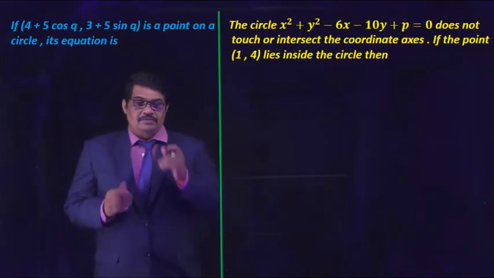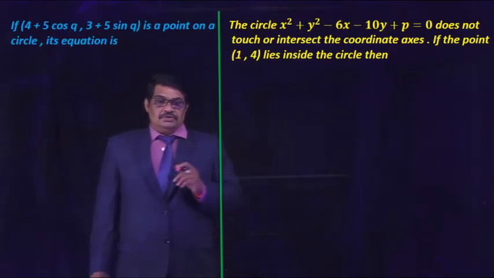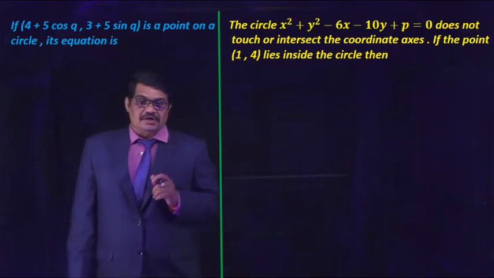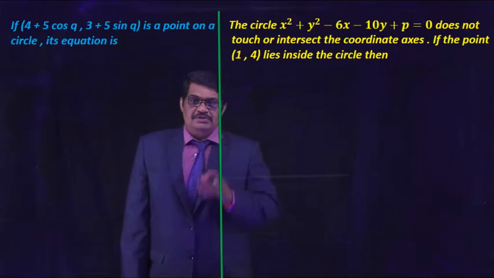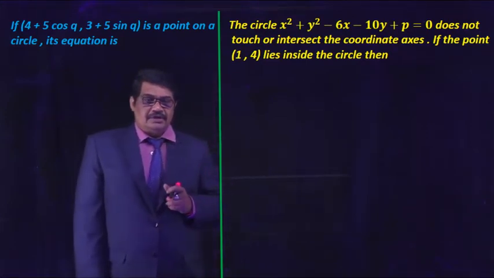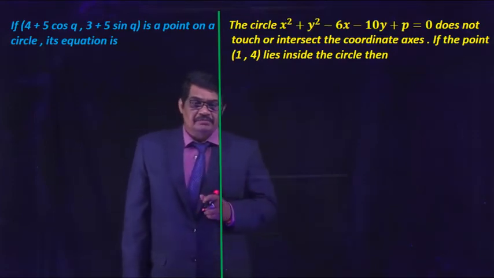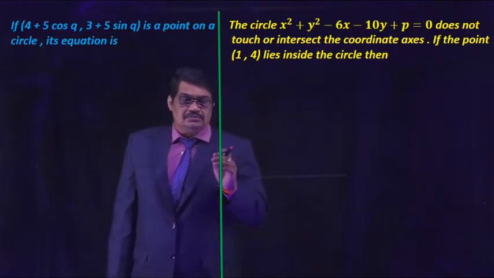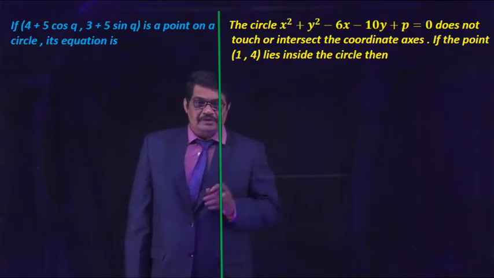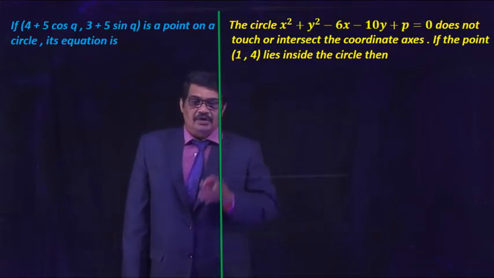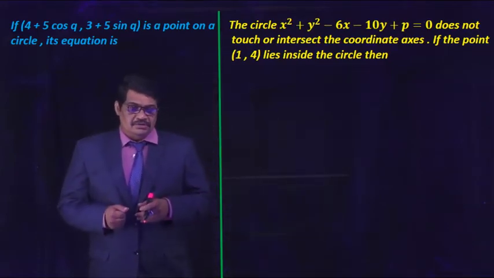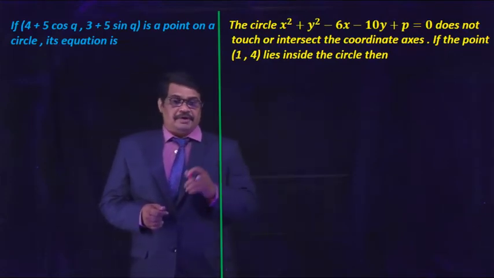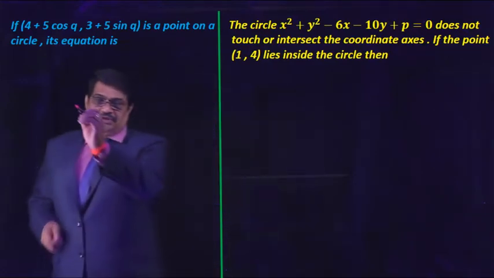See the problem. If 4 plus 5 cos theta, 3 plus 5 sin theta is a parametric point of the circle, so if this is the given point on the circle, now we have to find the equation of the circle. Here the parametric point is given. See the solution.